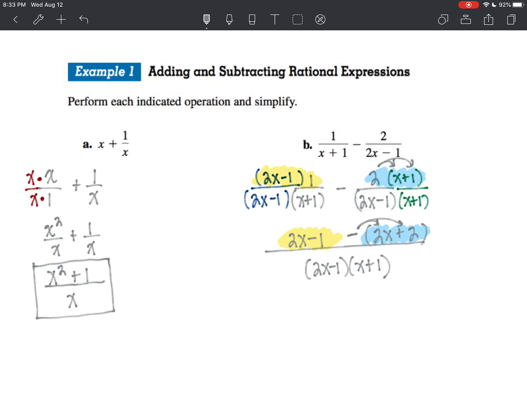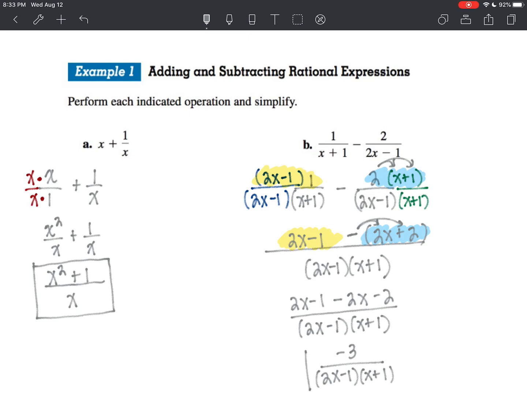to distribute the negative. Some of you are probably thinking, why didn't you just distribute the negative right away? Usually I do. So I'll go back and show you that. I've got negative 3 over 2x minus 1 over x plus 1. And that's our final answer because nothing reduces.